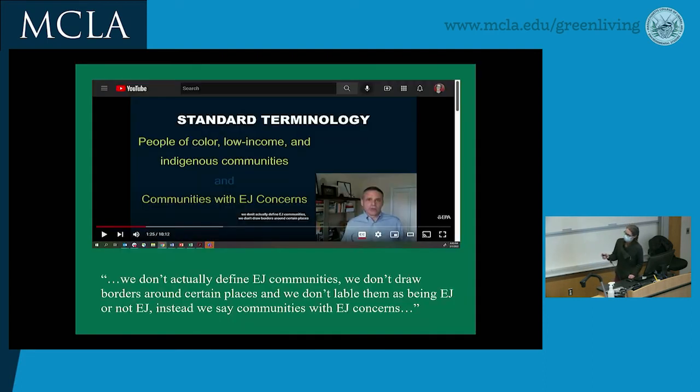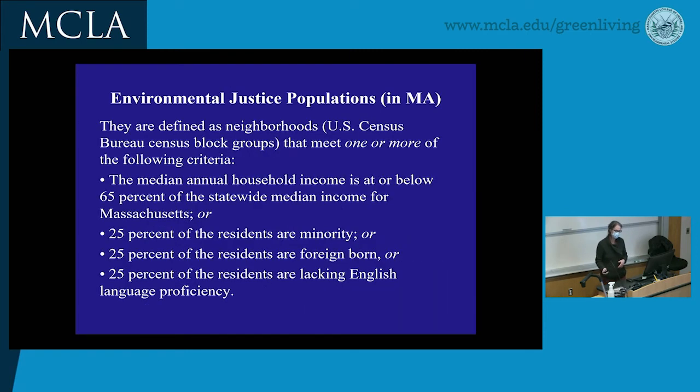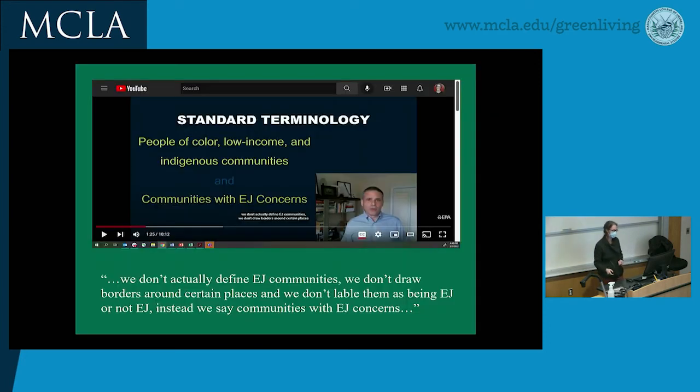I will say, the prior slide that I just skipped over is Matthew Tejada, who runs the Office of Environmental Justice at US EPA. And he's got a great video that describes environmental justice. And they really don't talk about environmental justice communities. They talk about communities with environmental justice concerns. And that's important. I think in Massachusetts, we do talk about environmental justice communities. In fact, it's written into our policies and our legislation. He says, I'm going to go back again. We don't actually define EJ communities. We don't draw borders around certain places and don't label them. Right, okay, in Massachusetts, we do that.